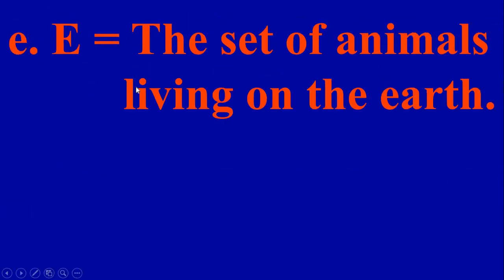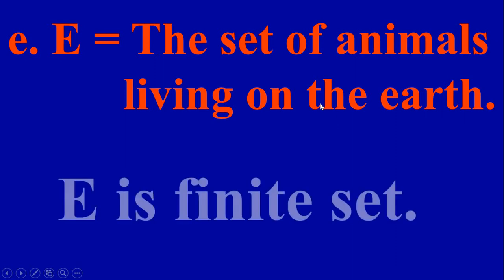So next, set E equal to the set of animals living on the earth. Now here also, the set of animals living on the earth. Whether we can count or not, important, whether we count it or not. We can count how many humans are there, how many elephants are there, how many tigers are there, like that. We can count all the animals. So therefore this is finite set. So don't think it is infinite. So E, the set of animals living on the earth, is finite set.